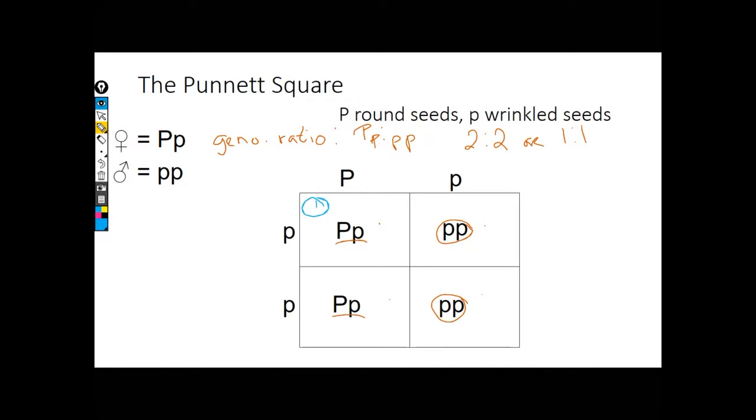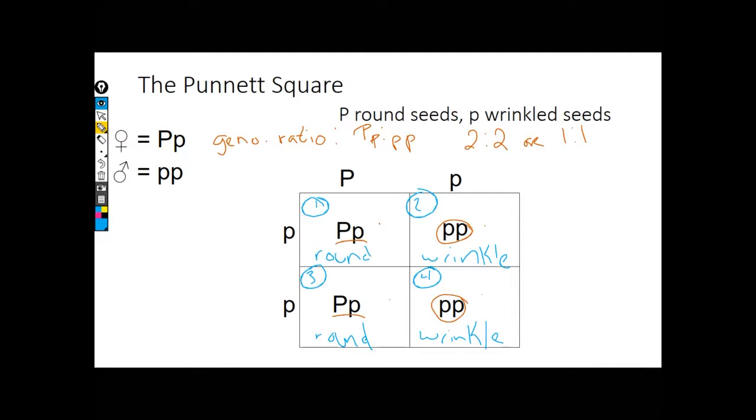What's box 1? Round. Good, right? We have that dominant allele, so we're going to get a dominant phenotype. Box 2. Wrinkly. Round. Wrinkly.